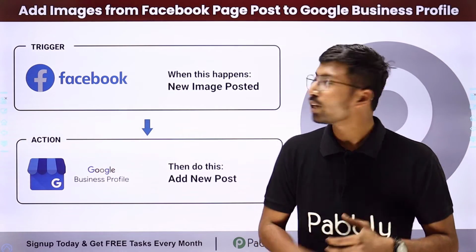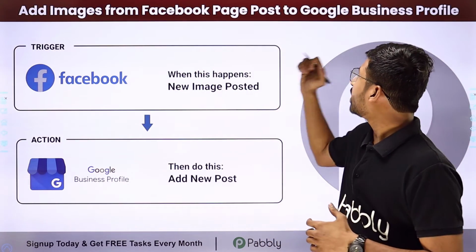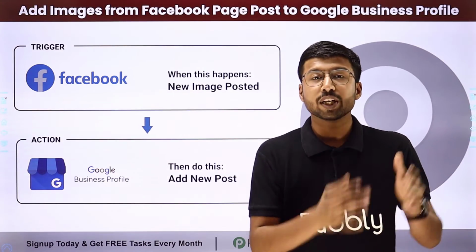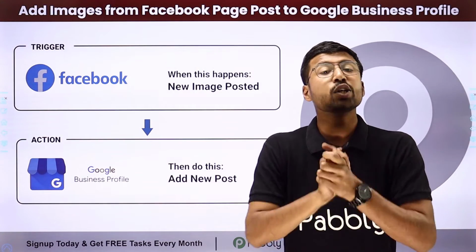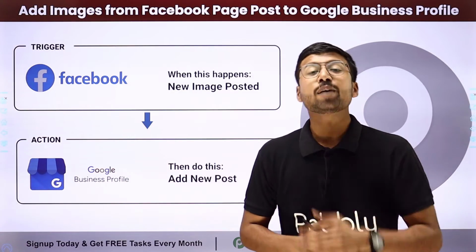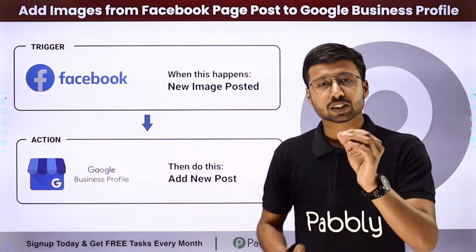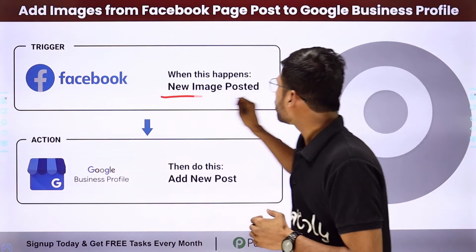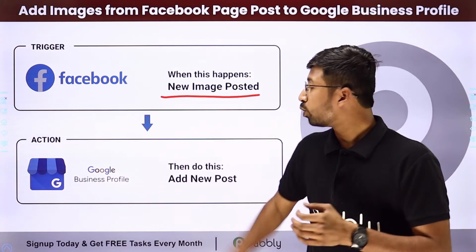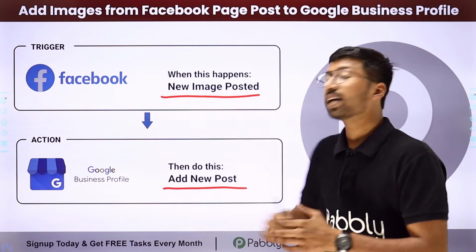So in this video, we are going to learn how to add images from Facebook page posts to Google business profile. Let's say on a Facebook page, you keep on posting new images and you want to add the same images on your Google business profile as well. So let me tell you, you can automate this process. And in this automation, whenever you post a new image on your Facebook page, the same image will be posted on your Google business profile as well.